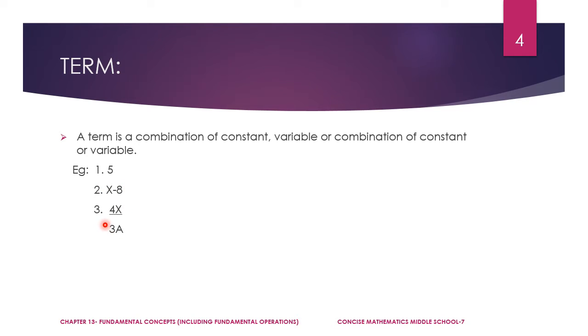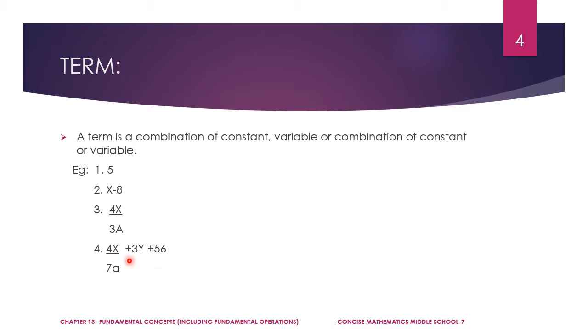The third example is 4x divided by 3a. Here, how many terms are there? This division, 4x divided by 3a, is completely considered as a single term. Here, how many terms are there? Children, can anybody guess? See, 4x divided by 7a is one term, 3y is another term, and 56 is another term. So here you have three terms.